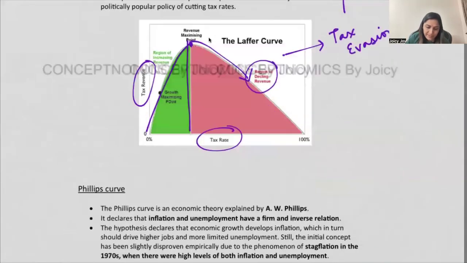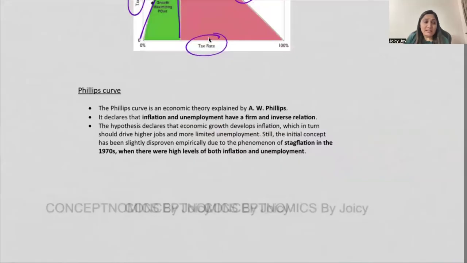Next, we have the Phillips curve. I'm sure the Phillips curve is very popular and more common among aspirants than any other curve, maybe compared to the Laffer and Kuznets curves. The Phillips curve defines the relationship between inflation and unemployment rates. It shows how inflation and unemployment are connected to each other. According to the Phillips curve, there is a negative or inverse relationship between inflation and unemployment.